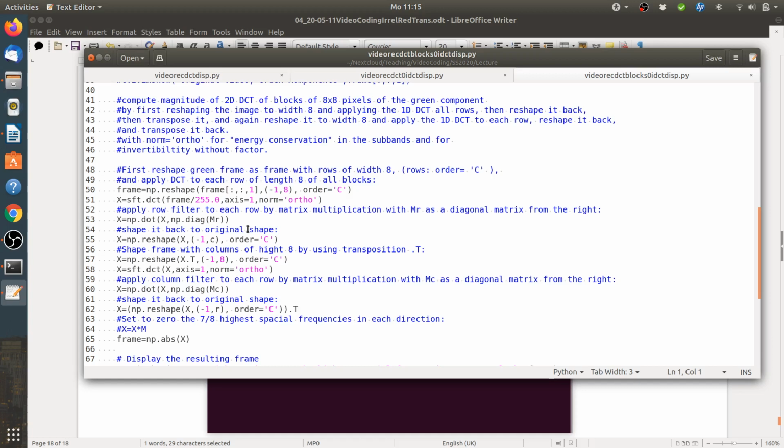And we do the same for the columns. Here I'm going back, reshaping to the original shape, and then I apply this same trick, but now to the transposed image.